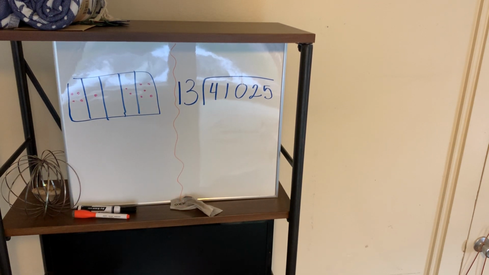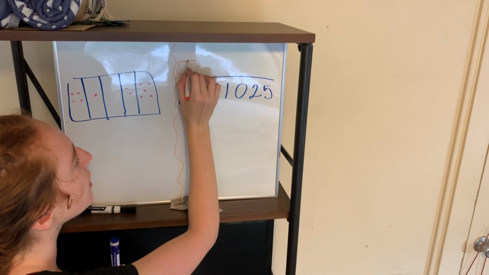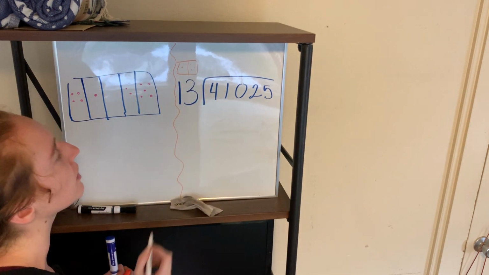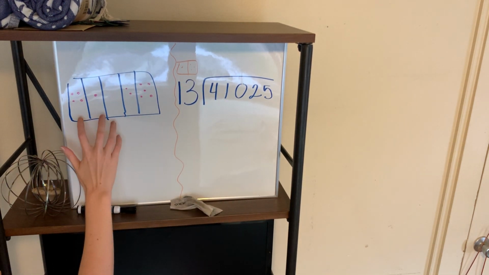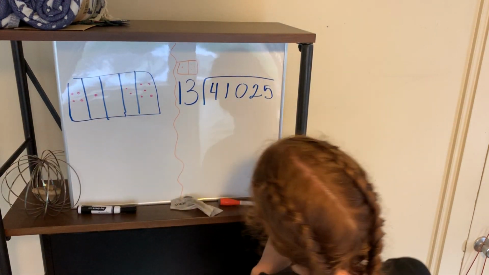And now I need to identify groups of 13. What does 13 look like in dot boxes? Let's just jog our memories. 13 looks like 1, 3. So I'm looking for that image in here. How many of those can I pluck out of here? How many groups of that will I be able to identify?